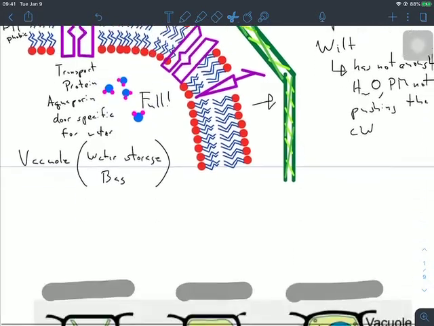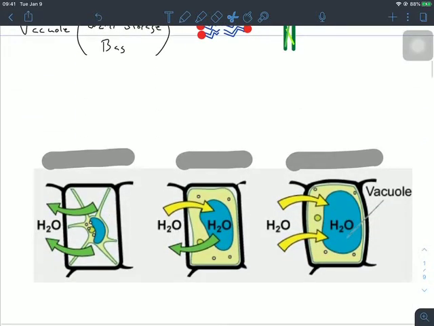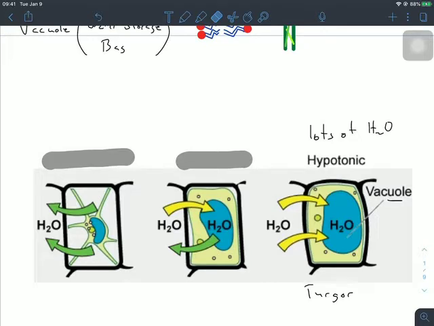Well, when a cell is stored in an environment where there's tons of water, and the vacuole is being pushed in such a way so that the plasma membrane is being pushed against the cell wall, causing a lot of turgor pressure, we call that a hypotonic solution.